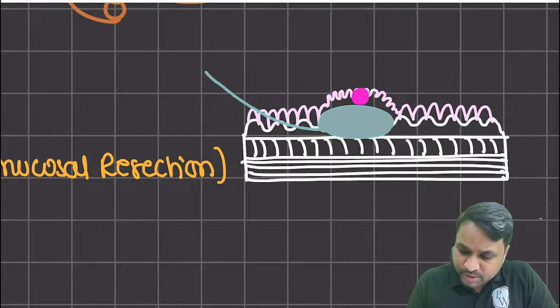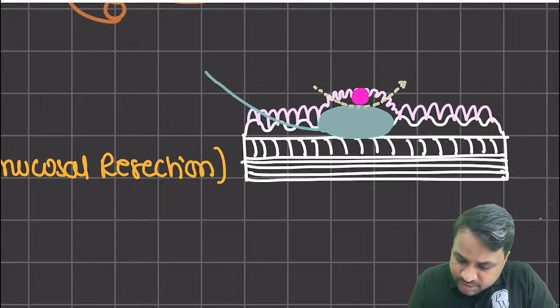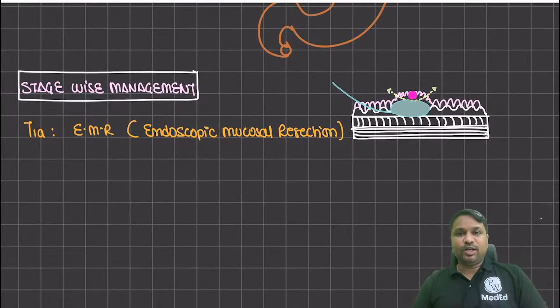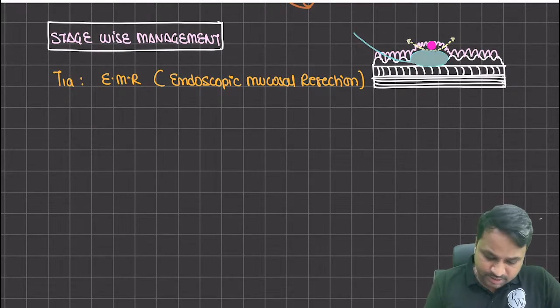So what I'm going to do is run this area and excise this. Okay. So now it is easy to excise because it is lifted up. And this is what we call endoscopic mucosal resection. That is for T1A disease, right?